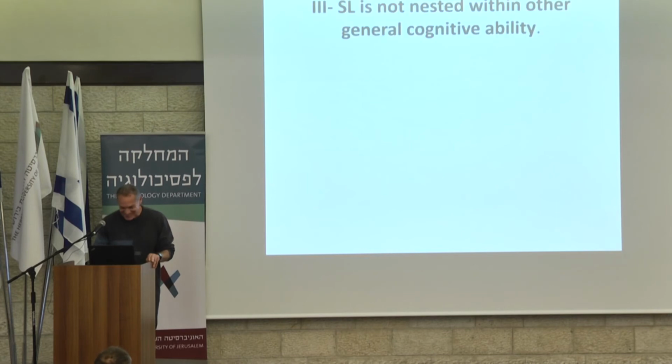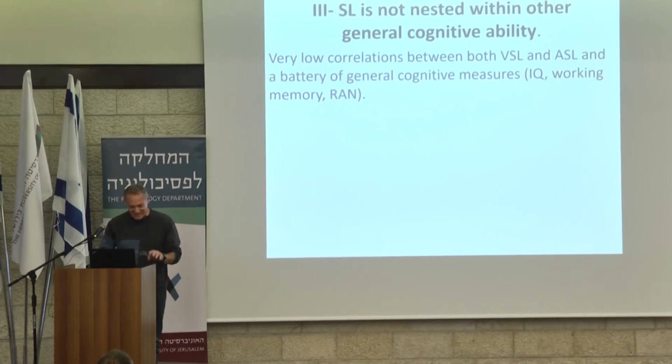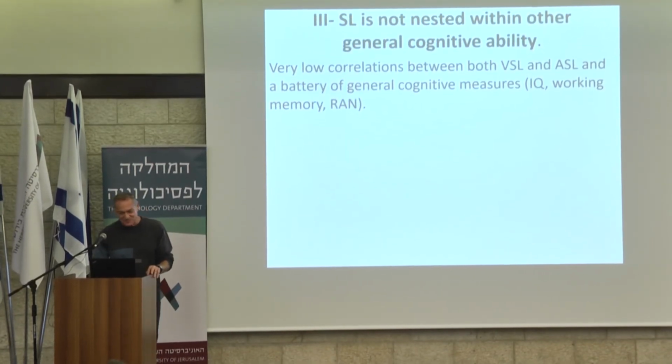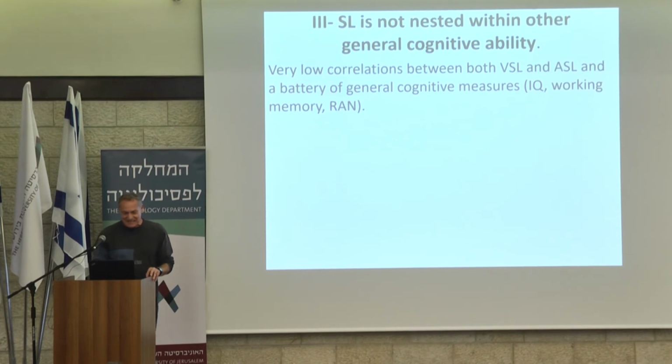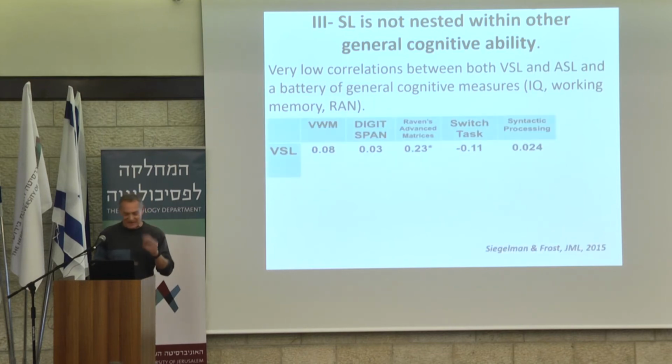Across modalities too? If you're good in one, are you good in the other? This is a very interesting question. I'll get to it. Since I'm mentioning Bal, I want to make it clear that it is not nested in other cognitive ability. So there are very low correlations between this ability and general intelligence or working memory. So it's really an ability on its own.